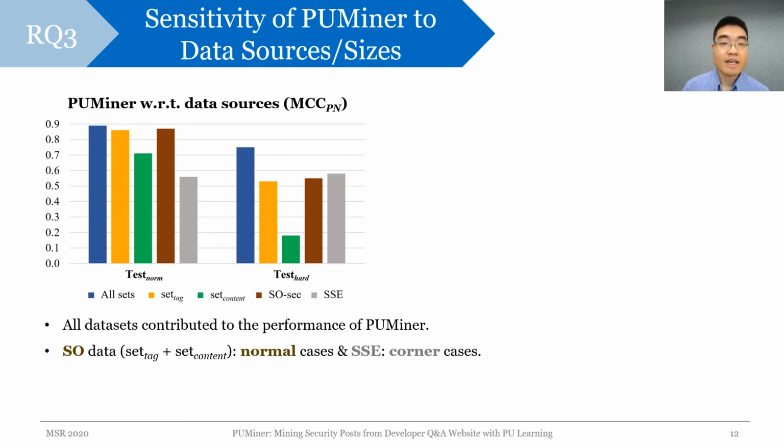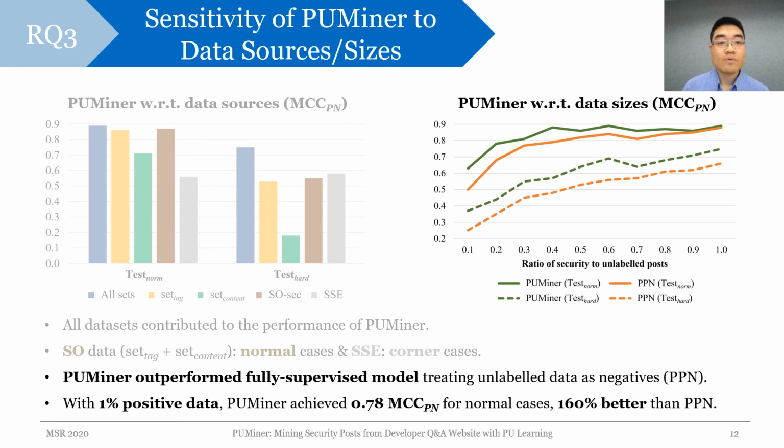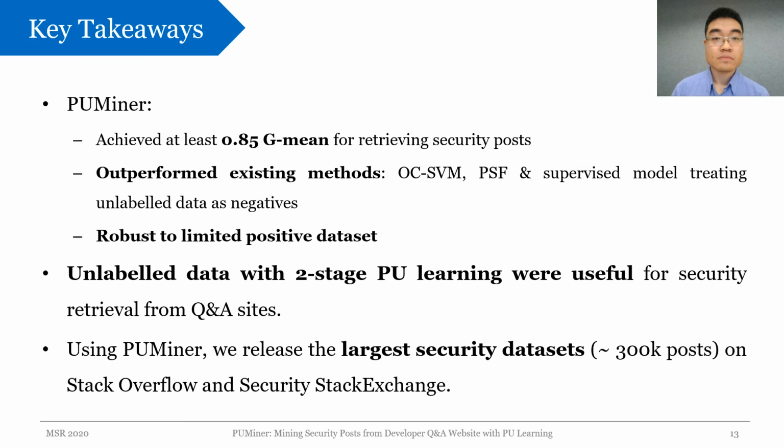Another important finding here is that PUMiner was significantly and consistently better than a supervised model that treats all the unlabeled data as negatives with respect to different positive ratios. In an extreme dataset with only 1% of security posts, PUMiner still obtained nearly 80% MCC for the normal cases.